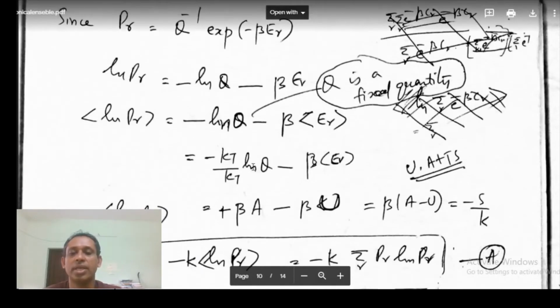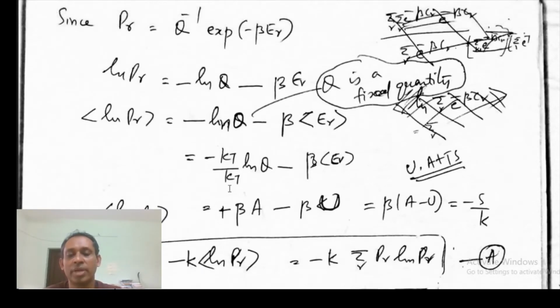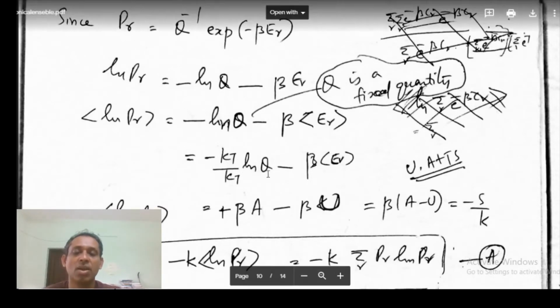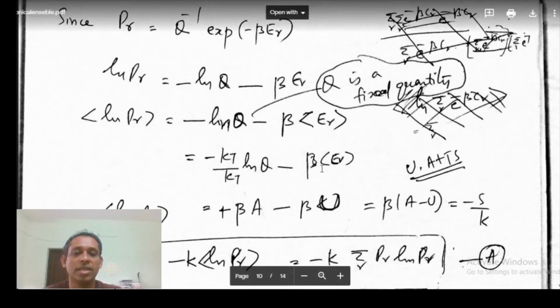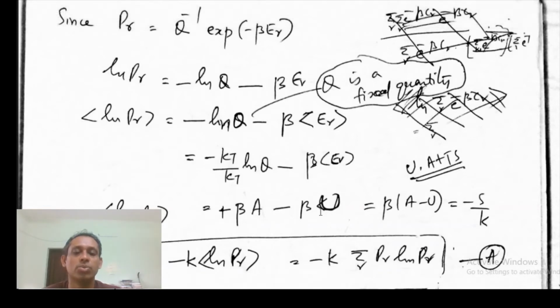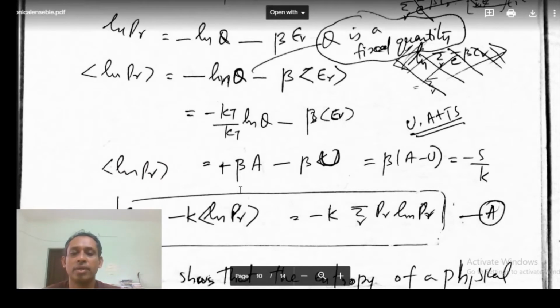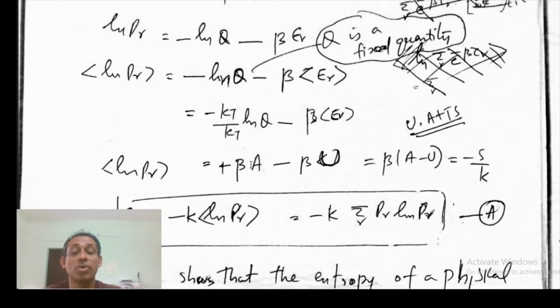Now I introduce a KT both in the numerator and denominator. Why? Because I can write minus KT log Q as the Helmholtz free energy A. So this is A. So A by KT minus beta ER. This is actually the mean value of ER, which is U. So I have this in terms of Helmholtz free energy, beta A minus beta U, then beta times A minus U, and beta is 1 by KT.